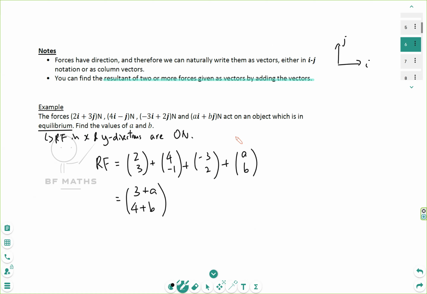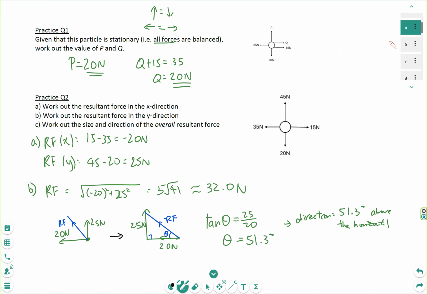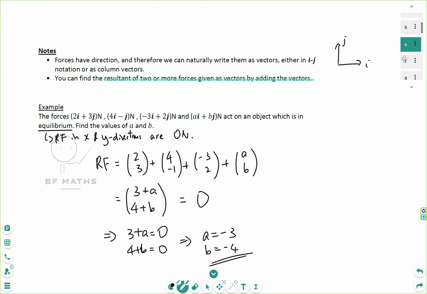And what do we know about this resultant force? Equals 0. So what it means is 3 plus a equals 0, and 4 plus b also equals 0. Therefore, a equals minus 3 and b equals minus 4. Done. So to find the resultant force of these vectors, simply add them up together. No shenanigans like before, x and y. Just put them as a vector, just add them all up.